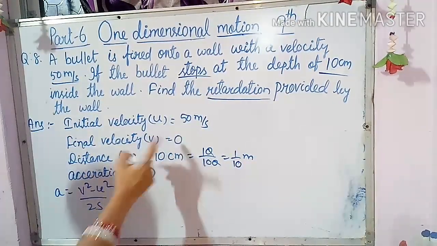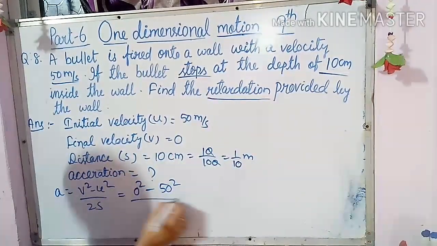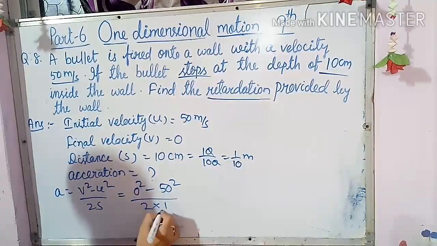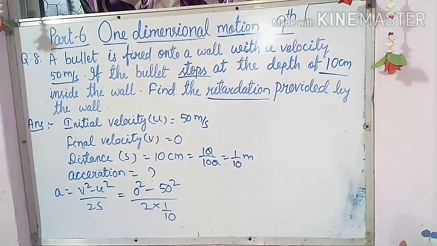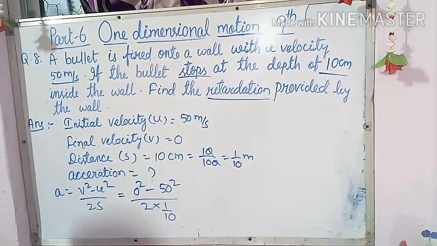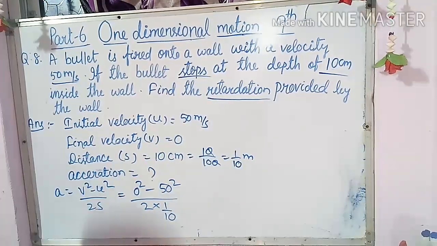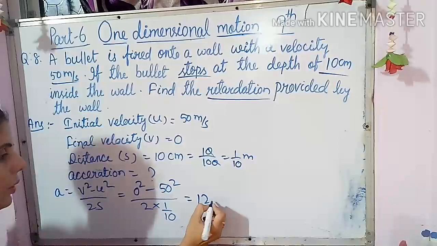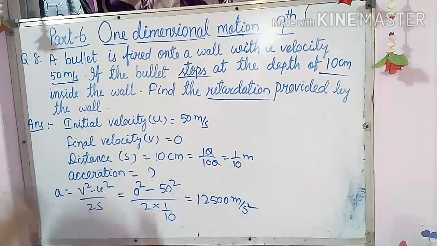So v square means it is 0 square. Then u square means 50 square. Then 2s means 2 into 1 by 10. Now on calculating, you calculate all these things. I have found out the answer. That is 12,500 meter per second square. So your final answer is 12,500 meter per second square. This is your final answer. You write in your note. Now go to the next question.